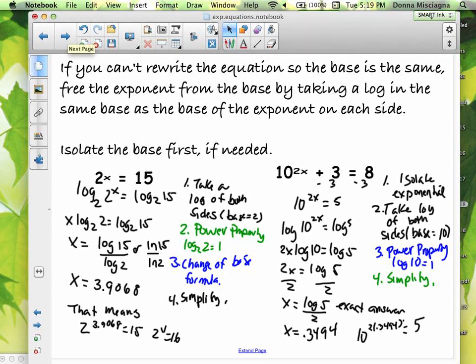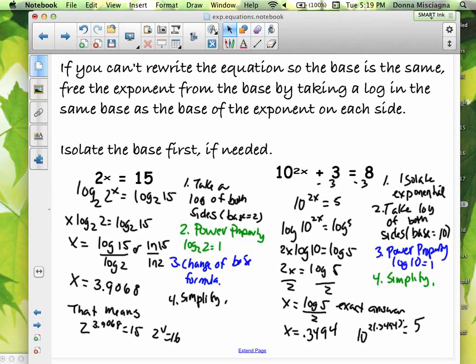When you plug that into the calculator, you get x equals 3.9068. So what that means is that 2 to the 3.9068 power equals 15. Well, that makes a lot of sense because that's really, really close to 4. And we know 2 to the 4th would be 16.